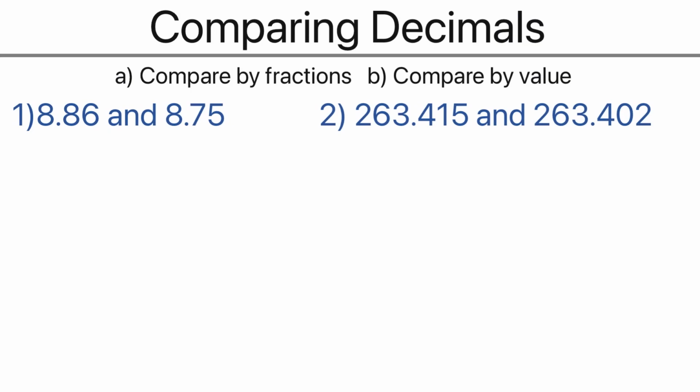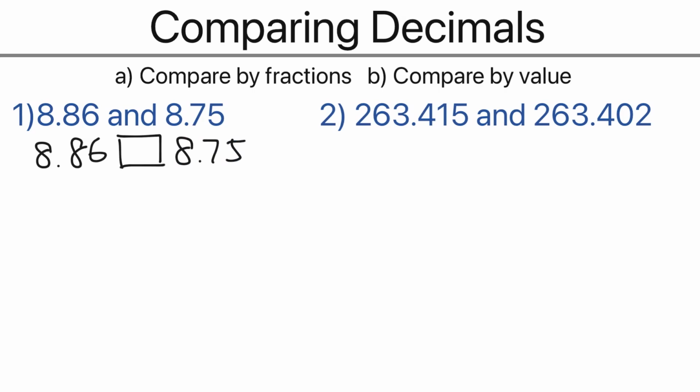For the first example, we have 8.86 and 8.75. So first, we're going to put 8.86, and then we're going to place a box in between, and then we're going to put either greater than or less than after we find out which one's bigger.